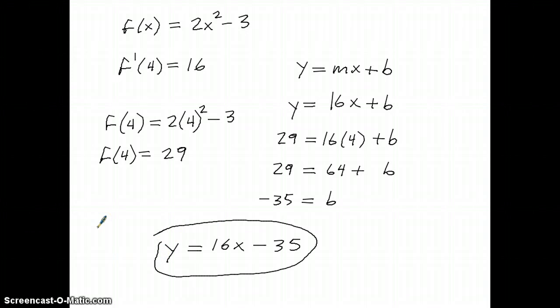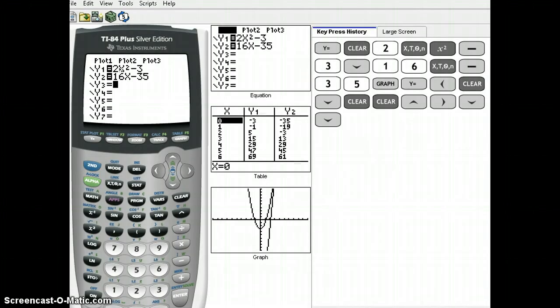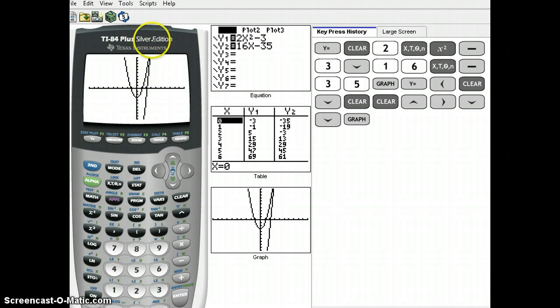Let's get a visual of what is going on here. So to check my work, I've plugged in the function itself, f of x, into the first y spot, and I plugged in the equation of the tangent line into the second y spot. So if I hit graph here, I have my parabola and then I have my tangent line there. It looks like I'm on the right track because it looks like we're just going to graze the graph at 4. If I want to specifically see where we do touch, I'm going to have to change my window.